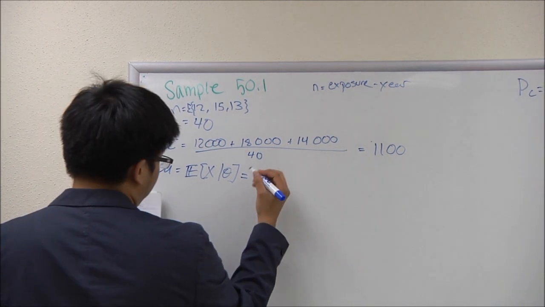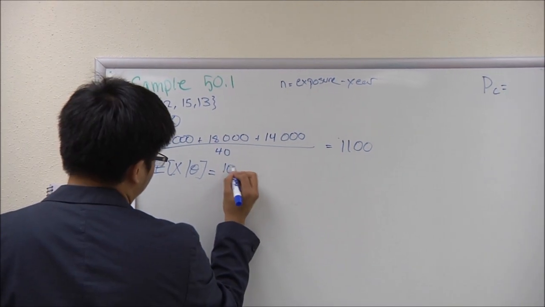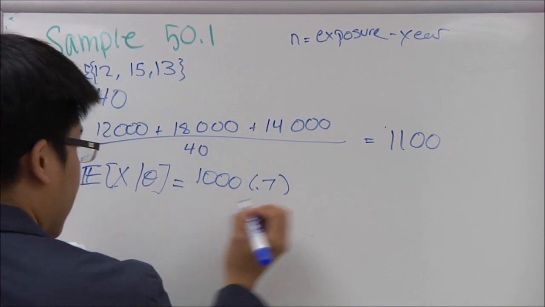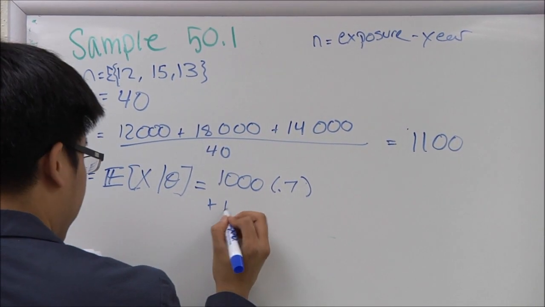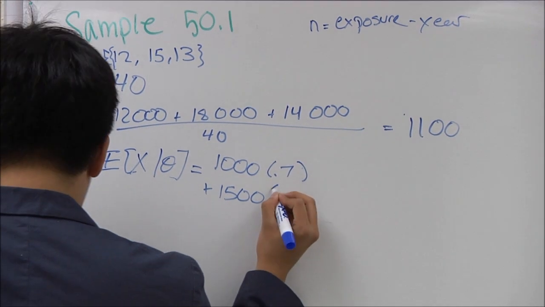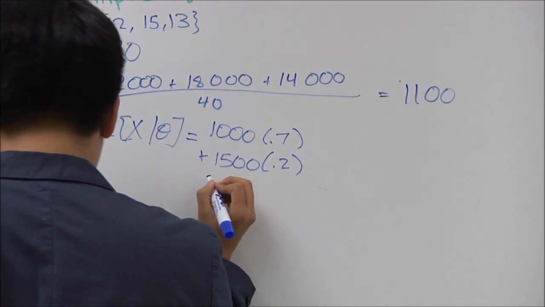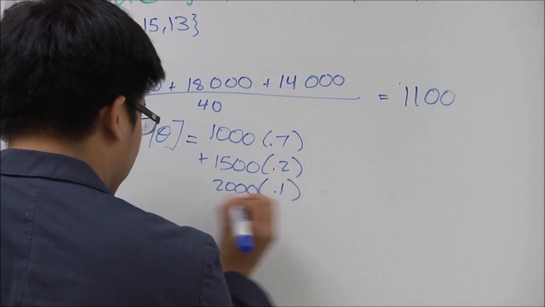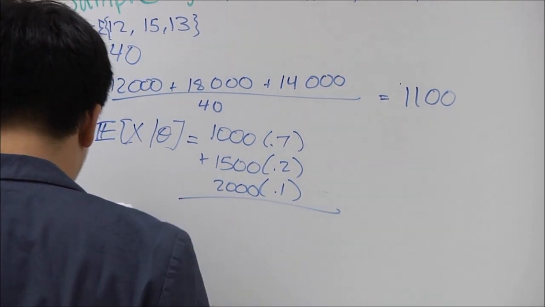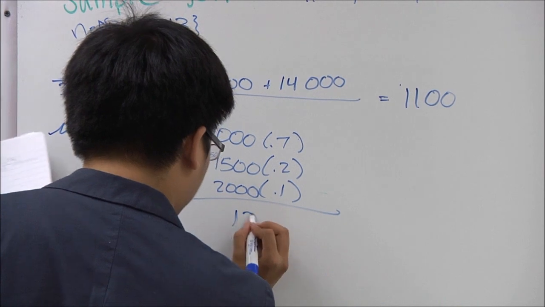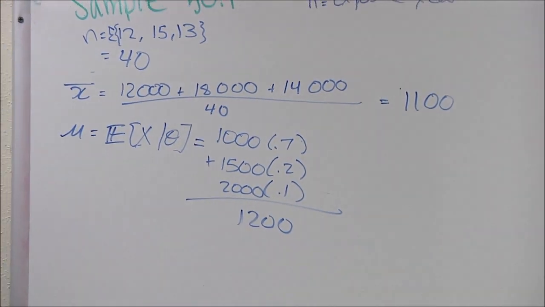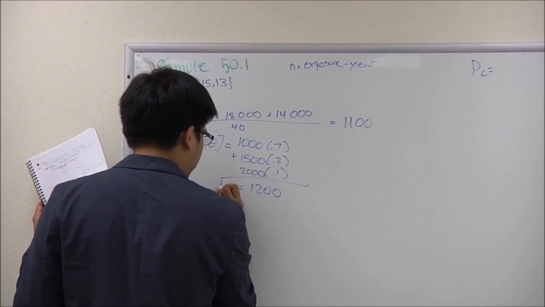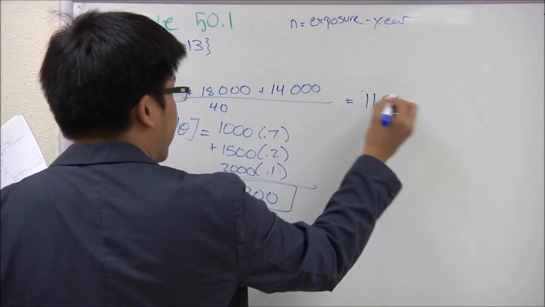The mean losses for each class were 1,000 for A, and that was 70% of the business, plus 1,500 for B, and that was 20% of the business, plus 2,000 for C, that is 10% of the business. When you add these all up, you should get 1,200. Cool. So here's your mu right here, and here's your X bar right here.